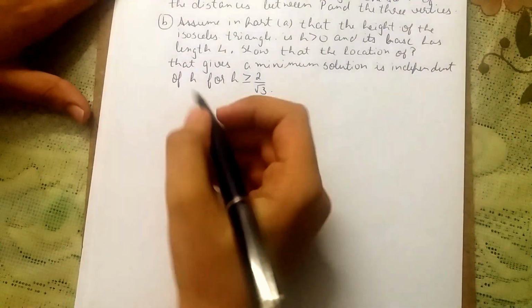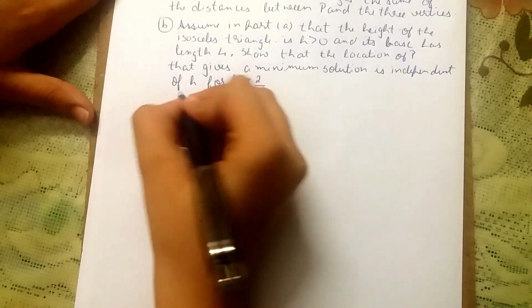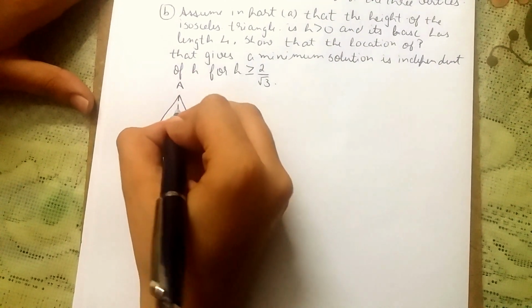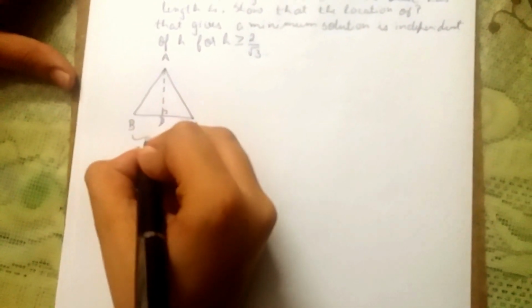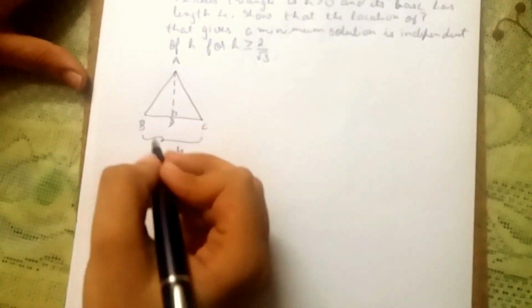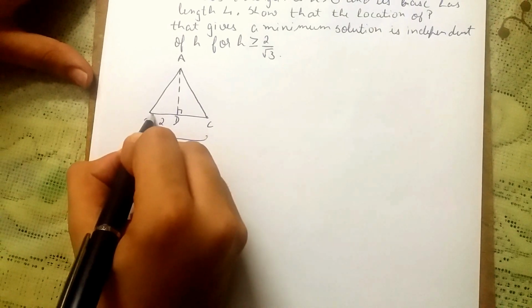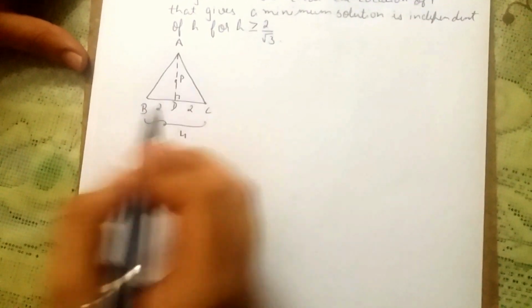So first comes the diagram. Let there be a triangle A, B, C. Let's drop a perpendicular bisector. Let's name this point D. We know the base is of 4 units, which implies BD will be 2, since AD is the perpendicular bisector on the base. This will also be 2. Let this point P be anywhere on AD.